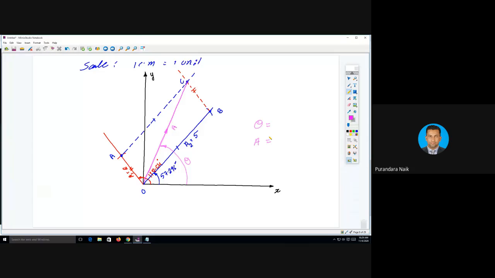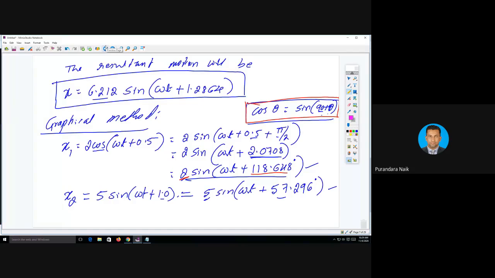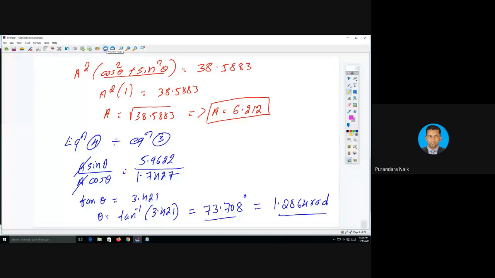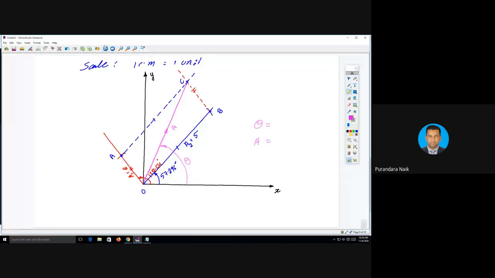Please tell me the answer for theta and A. Do it fast. I have to solve another problem. Tell me the answer. Am I audible? A is 6.212. You check whether the answer is the same or not. Tell me the answer in the graphical solution.